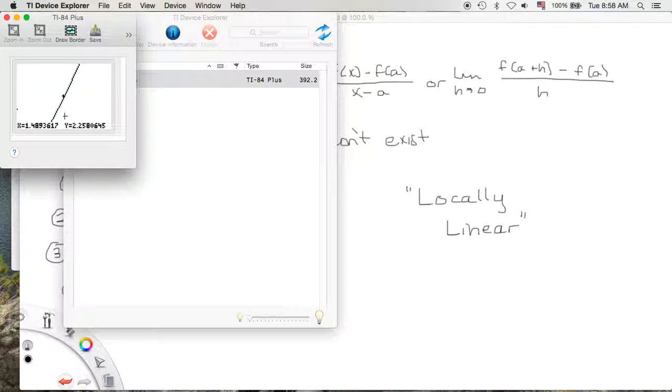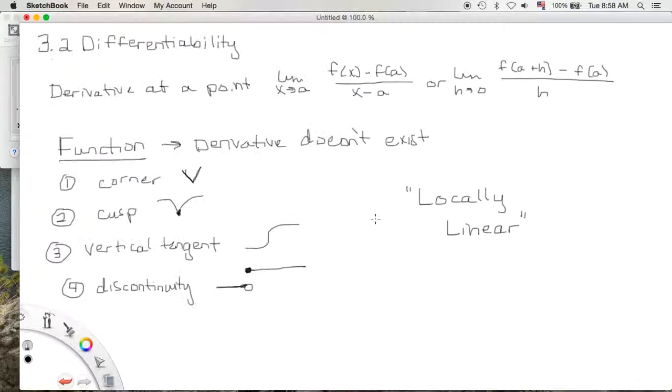As you're zooming in, if it looks like a line, then you're going to have a derivative there, because you're going to be able to put a tangent line at that point that has a slope that's defined. So that's why we look at this term locally linear, so that we can decide if something is differentiable or not. We say that it's differentiable if it has a derivative.